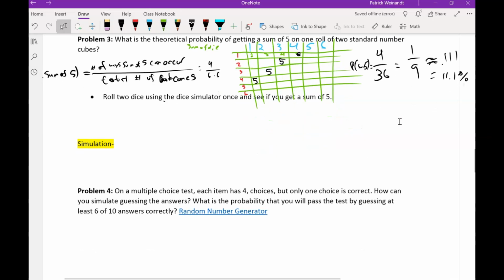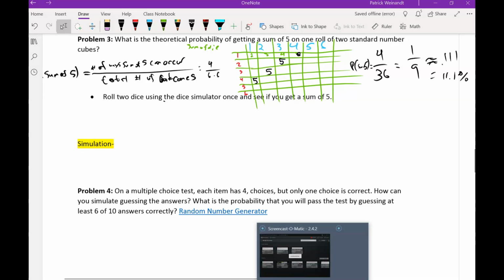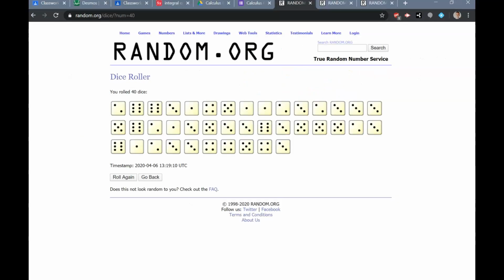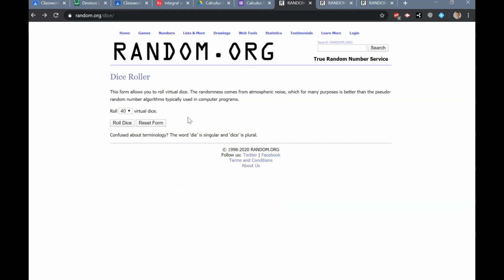All right, we're going to talk about simulation then. We want to roll 2 dice using the dice simulator, see if we get a sum of 5. So simulation is basically what I was using before. It's just doing something instead of actually performing the experiment, kind of like instead of me actually rolling a die 40 times, I just simulate that using something. And we're going to see a not so easily translated example here.